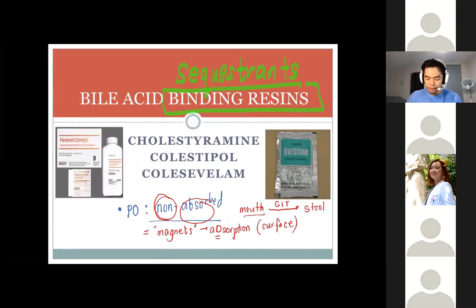For example, makinig, etong color green yung bile acid sequestrant. Now, pag tinake ng tao ang bile acid sequestrant, may mga certain compounds sa GI tract natin na pwedeng ma-magnetize, ma-adsorb sa surface ng mga bile acid sequestrants. Maaari silang dumikit. Kaya they are like magnets. Gets po ba ako?